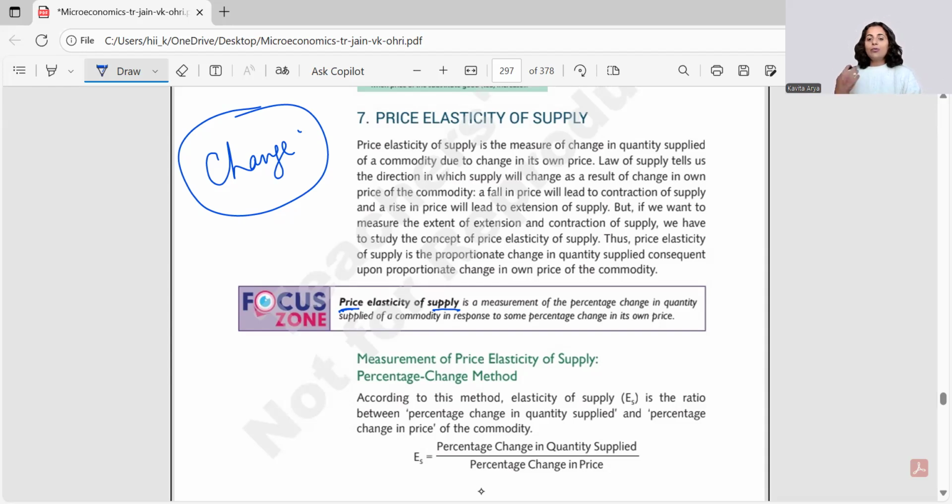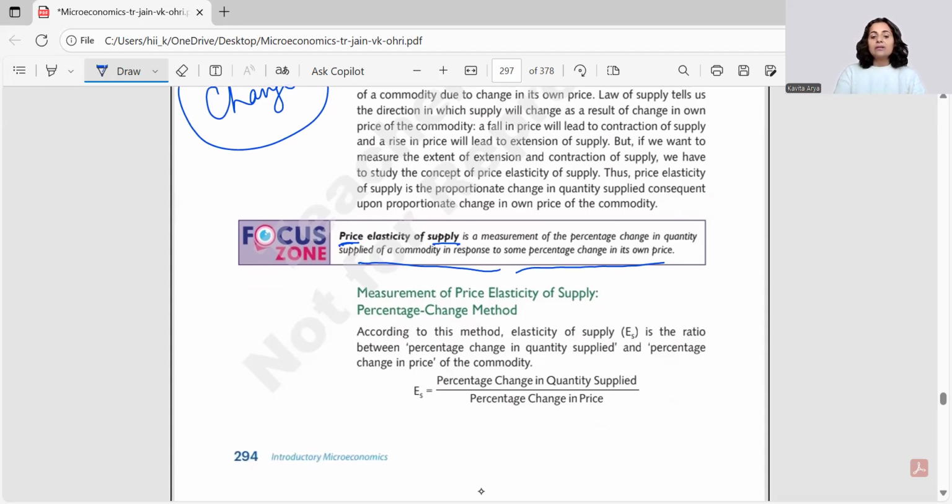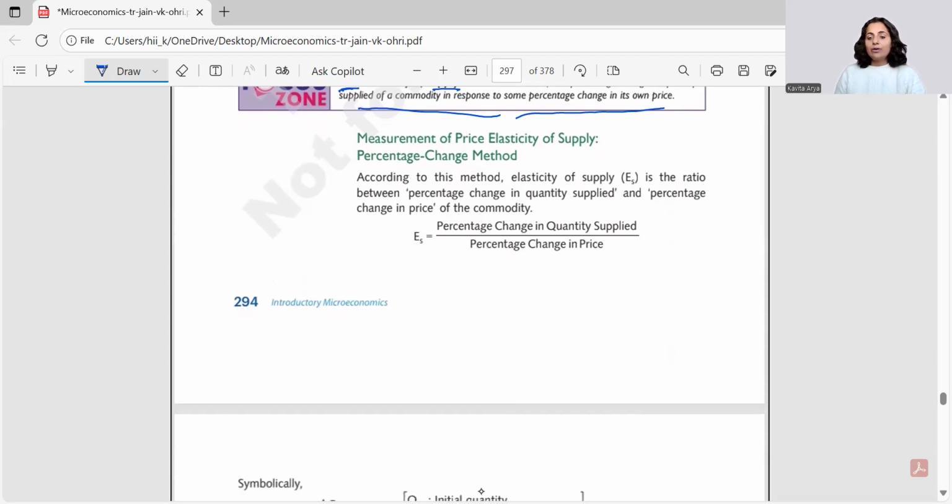Right. So how do we talk about it in definition form? It is the measurement of the percentage change in the quantity supplied in response to some percentage change in its own price, right? So this is simply the percentage method, and we talk about the percentage change in the quantity with respect to percentage change in price. This is quantity supplied, okay?